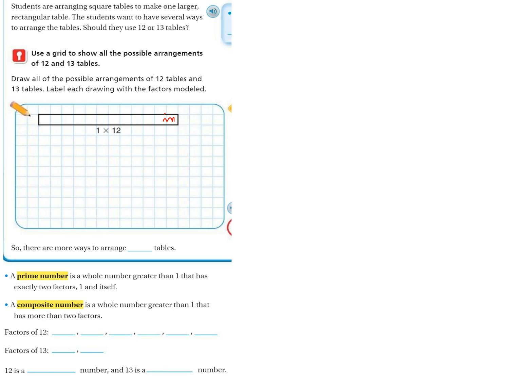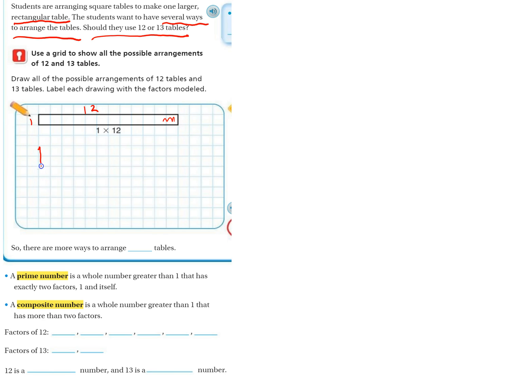Students are arranging square tables to make one larger rectangular table, so it has to be a rectangle. The students want to have several ways, so a lot of ways, to arrange the tables. Should they use 12 or 13 tables? Okay, so we're going to use this grid to arrange 12 tables, and then we're going to arrange 13 tables. So here they arranged 12 tables in one way. They made a 1 by 12 array of those tables.